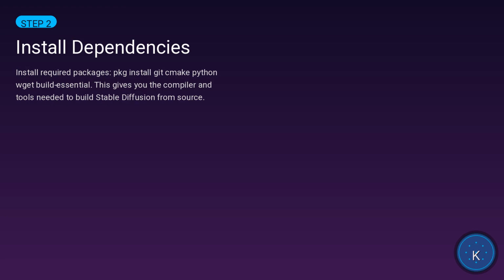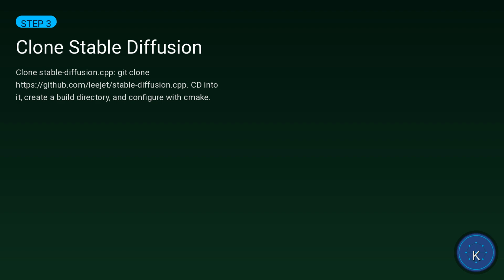Clone Stable Diffusion. Clone stable-diffusion.cpp. git clone https://github.com/leejet/stable-diffusion.cpp. cd into it. Create a build directory and configure with cmake.